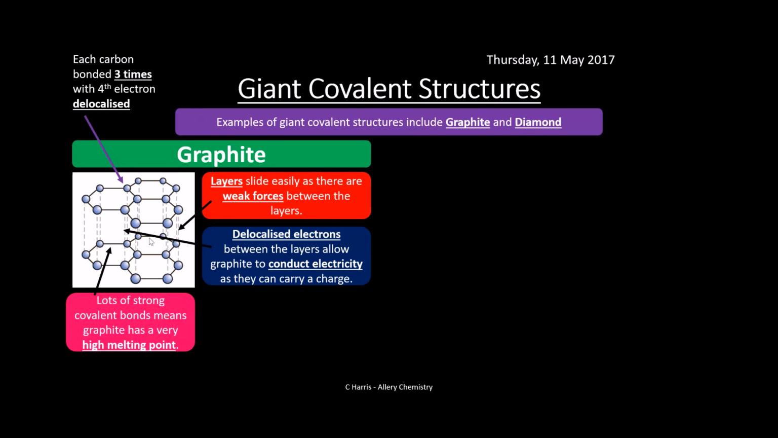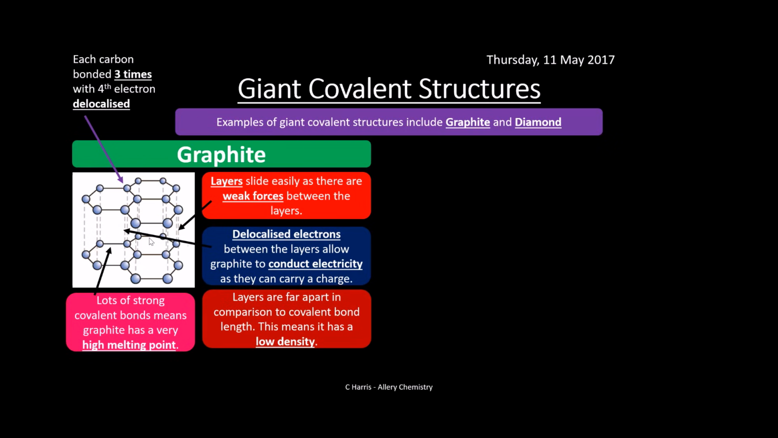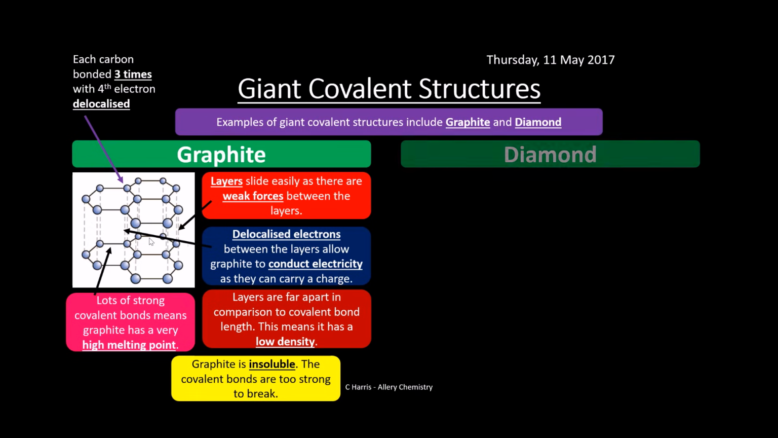These delocalized electrons also give it another property, which means it can conduct electricity. Unusual for a non-metal. And they carry a charge. That's how they can conduct electricity. And the layers are really far apart in comparison to the covalent bonds. This means graphite's got low density. It's quite light, so ideal for things like pencils. Graphite's insoluble, it doesn't dissolve in water. This is because the covalent bonds are far too strong to break. So thankfully you can put a pencil in water and it won't dissolve.